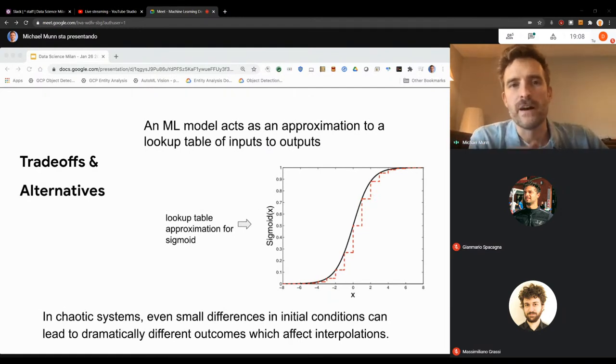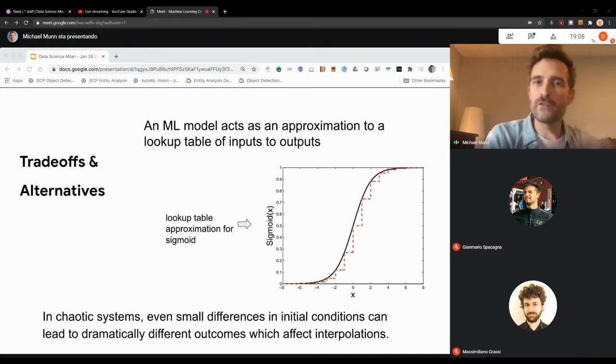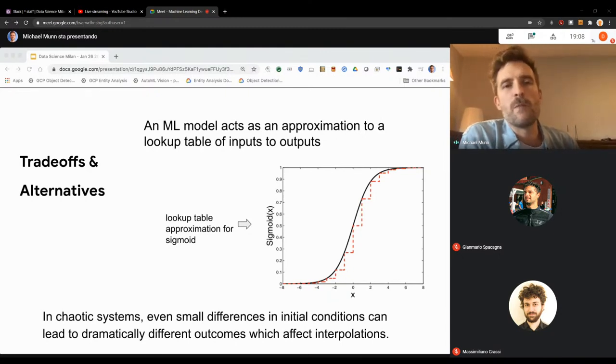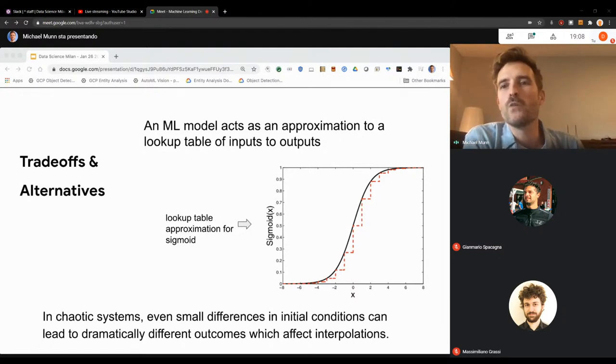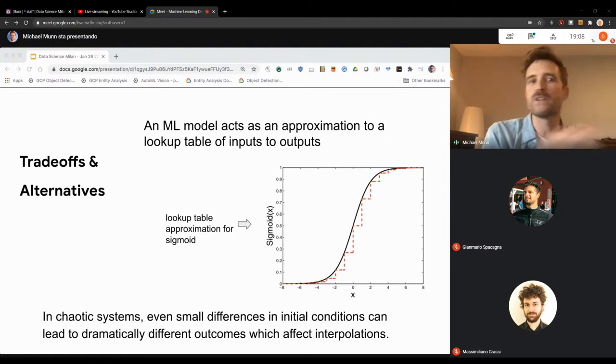For each of the patterns that we discuss, we also discuss trade-offs and alternatives, just things to keep in mind. If you're discussing this pattern with a colleague, think of these as: here's a useful thing, but here's a trade-off, something to keep in mind if you're using it. One trade-off in this use case for useful overfitting is when the underlying system that you're trying to model is known to be a chaotic dynamical system. The machine learning model essentially functions as an approximation of a lookup table for the inputs and outputs of the physical observations that you have in your data set.